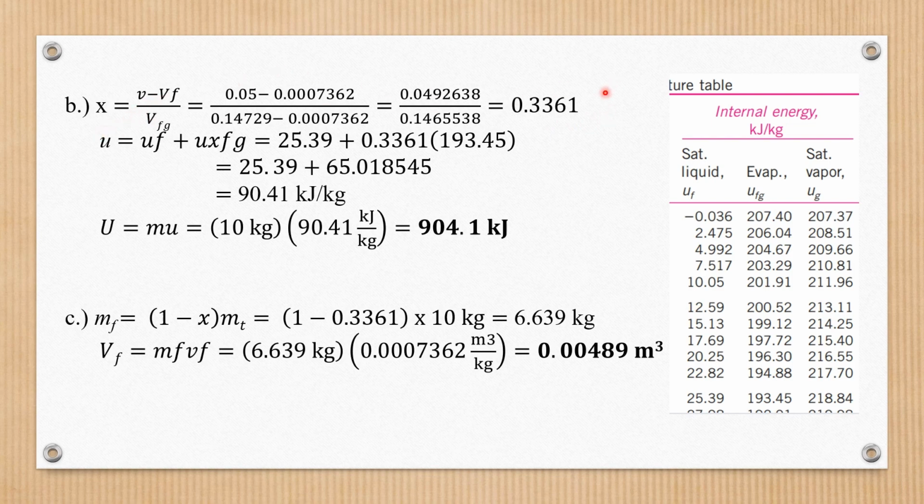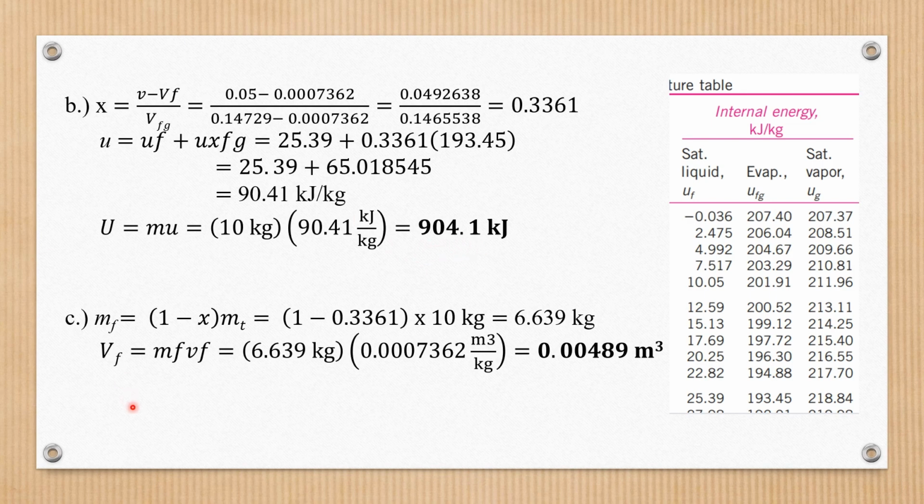Now that we have our quality, we can find our internal energy. Substitute all the given values, wherein the difference between saturated vapor and saturated liquid is equal to 193.45. Plug it in your calculator, and we will get 90.41 kilojoules per kilogram. Now that we have our internal energy, we can find our total energy by multiplying it by 10 kilograms. Plugging it in again, we have our total energy equal to 904.1 kilojoules.